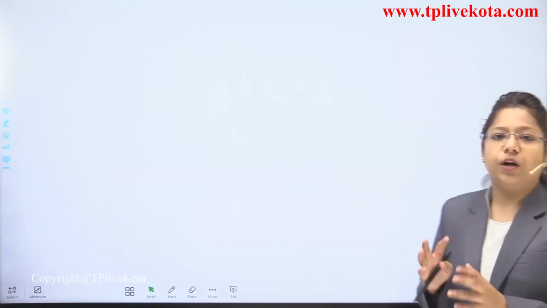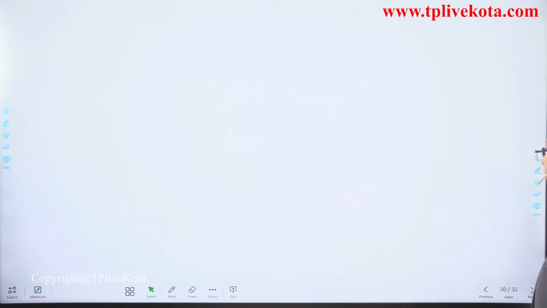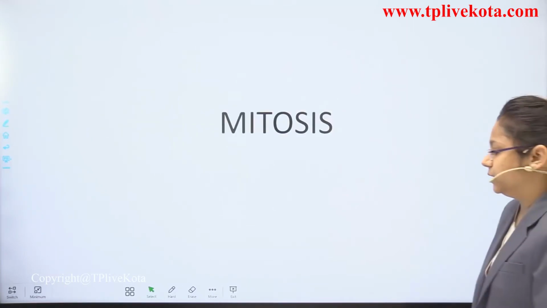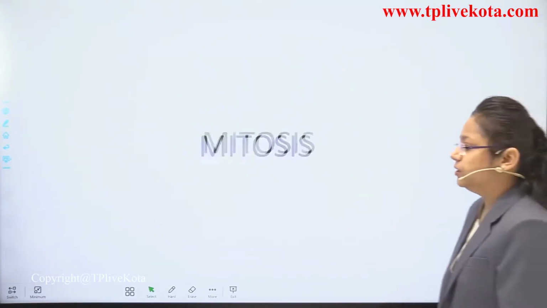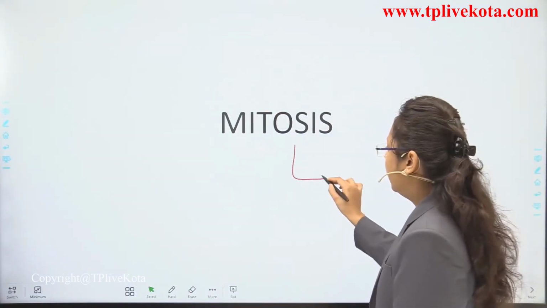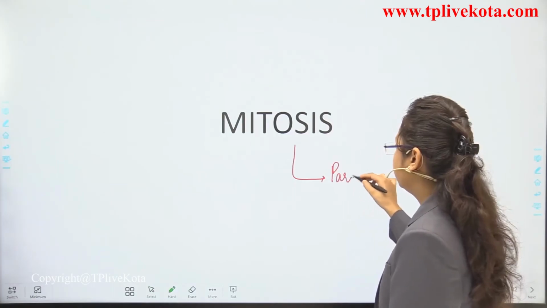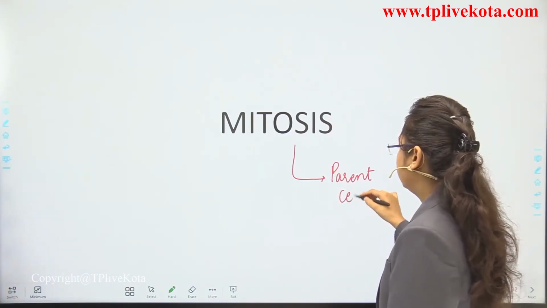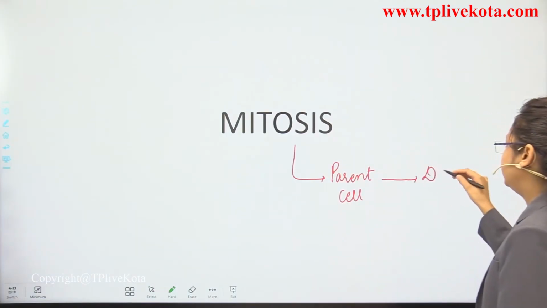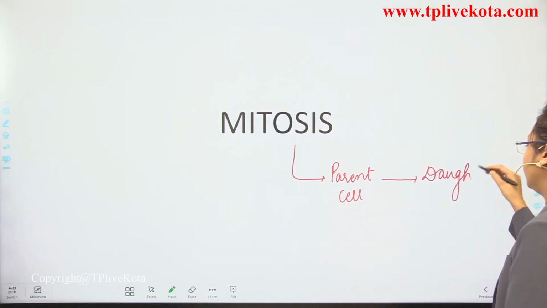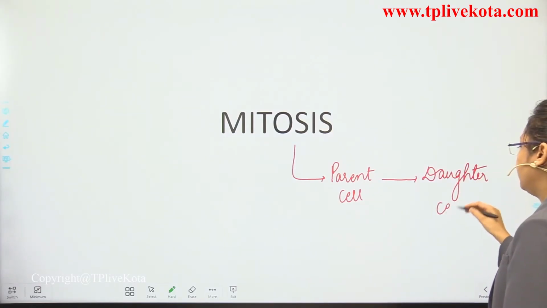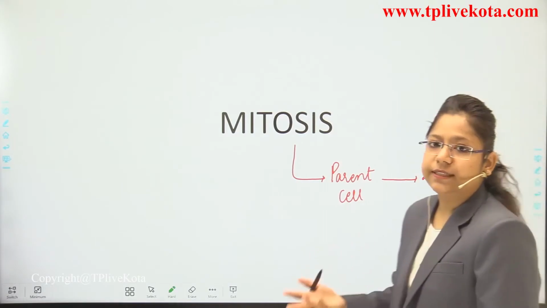Let's move on towards our last topic, that is mitosis. Okay, now what is mitosis, students? It is the basic part of cell division through which a parent cell divides to form daughter cells. A parent cell divides to form what? Daughter cells. Okay, now how are the daughter cells formed?